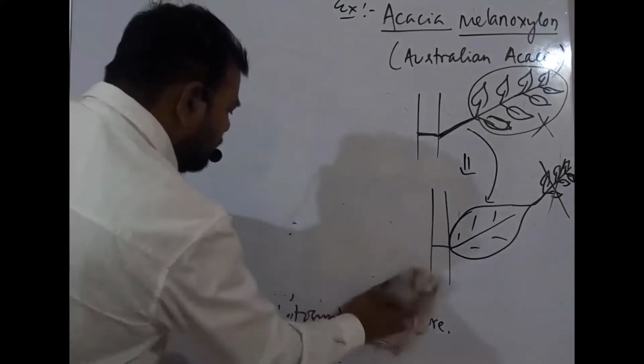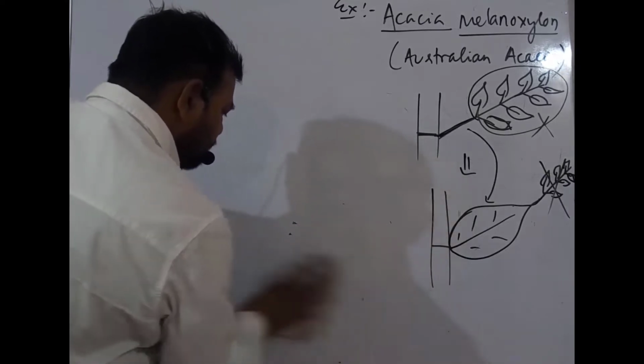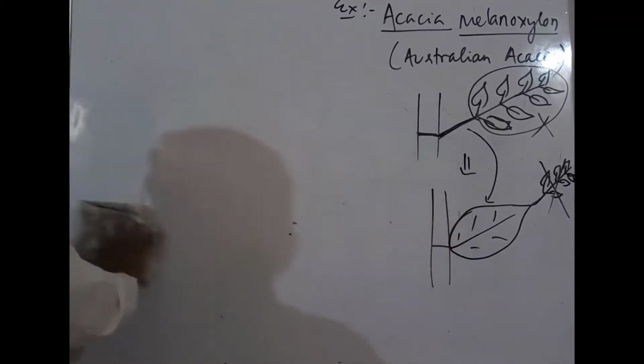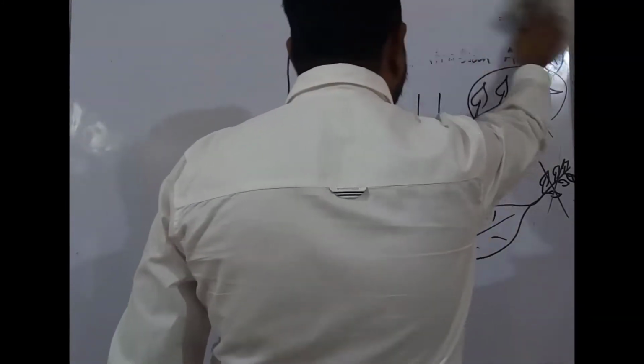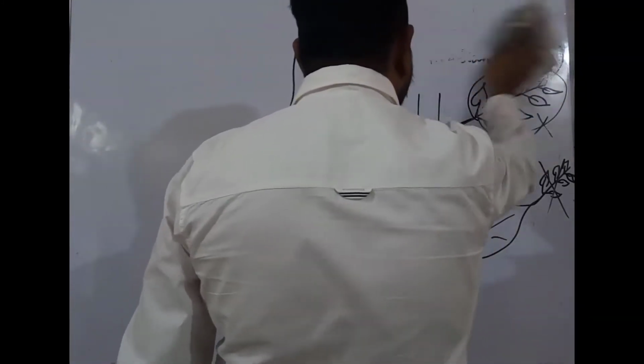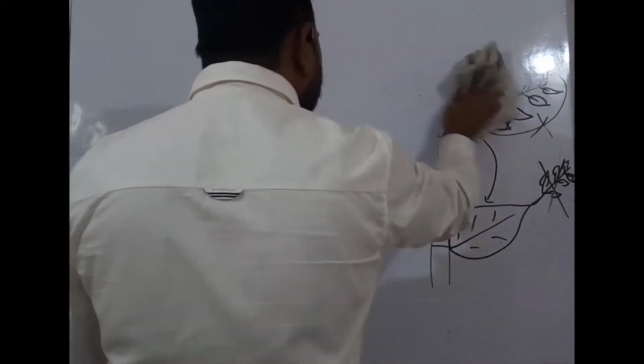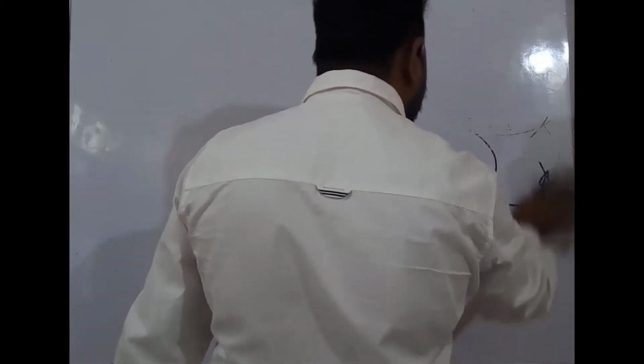So now we are studying the parts of the leaves. We have so far covered leaf base. Next we have just covered the petiole of leaf. Now we will go to leaf lamina or leaf blade.